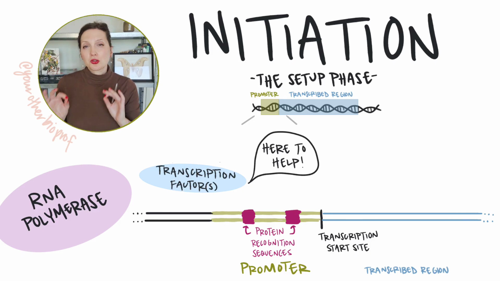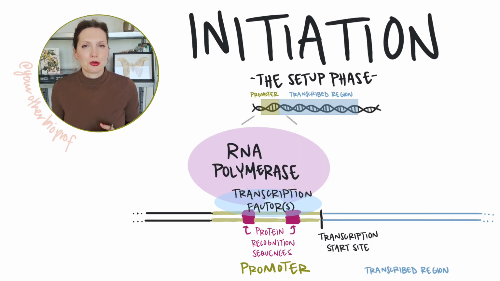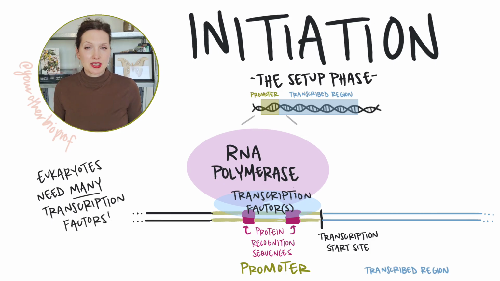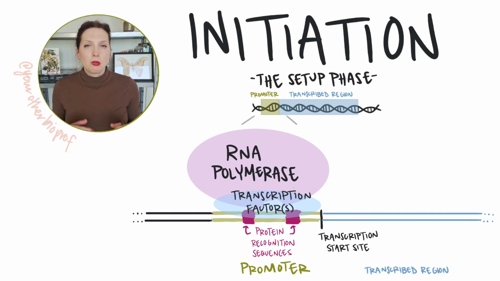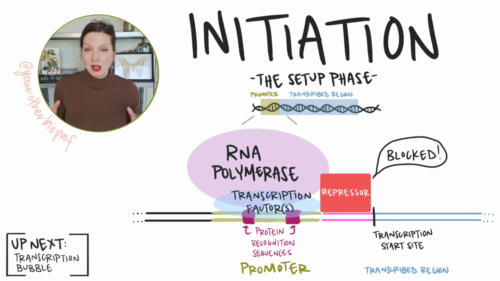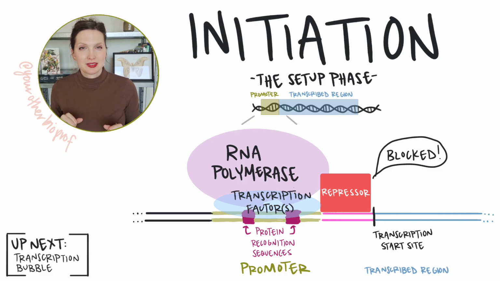Proteins called transcription factors recognize promoter sequences and bind first, then allow RNA polymerase and sometimes other proteins to bind. We can't initiate transcription without these guys. Other DNA regions outside of the promoter might serve as regulatory sequences. More transcription factors will bind here to influence how much transcription is happening, either increasing or decreasing gene expression.